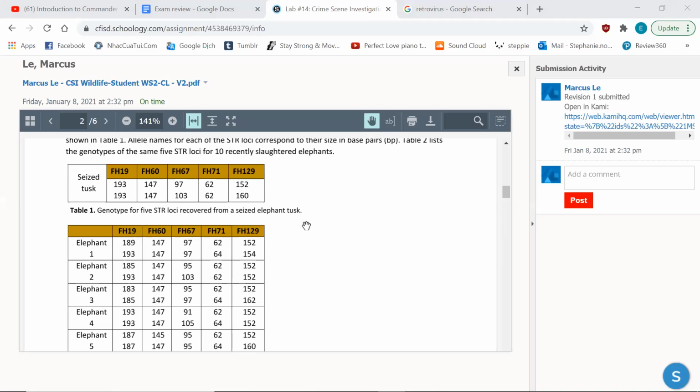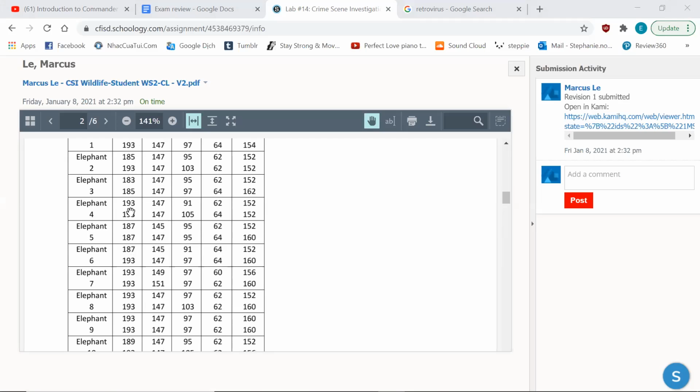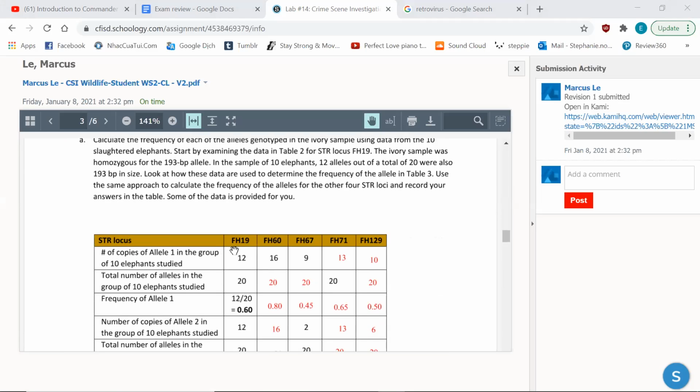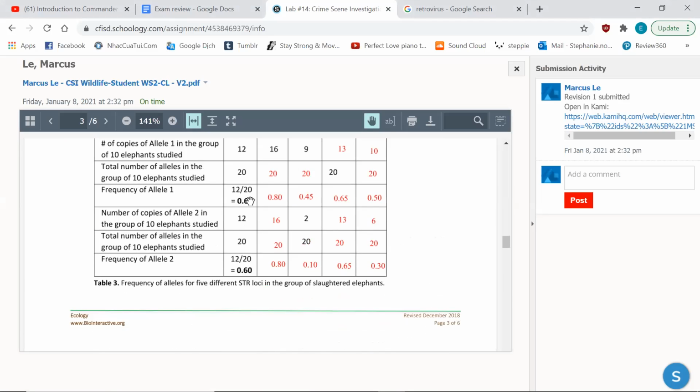I'll try to simplify this, but basically you're going to count how many 193s are here. That'll give you the number of allele number 1 that match your organism in question. Then you count the total number. Here for our lab, it was 20. You divide the two, you get frequency. Frequency is part over whole. It's just a fraction, guys. I swear it's not that difficult. You don't even need to turn it into a percentage.